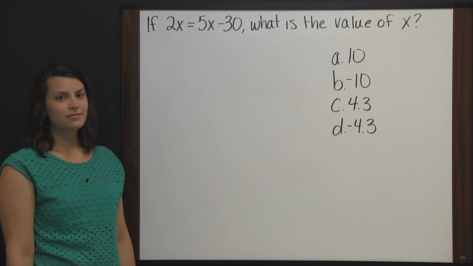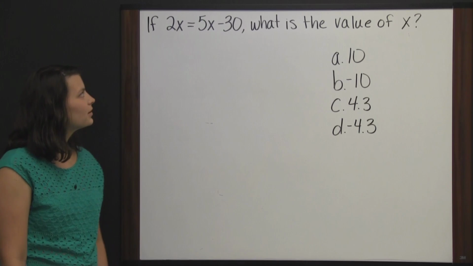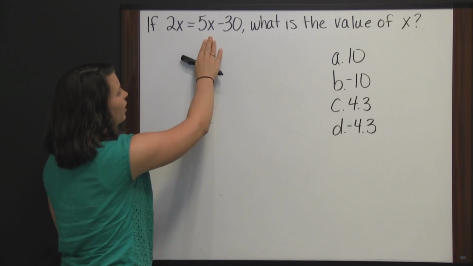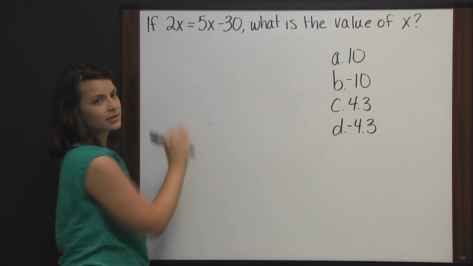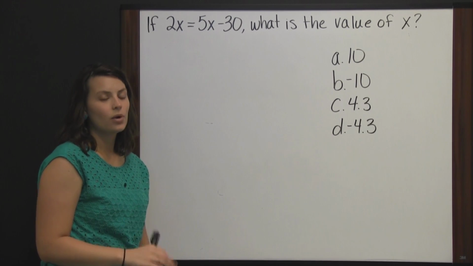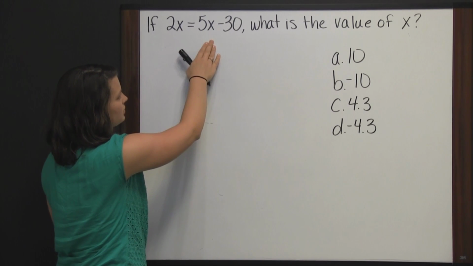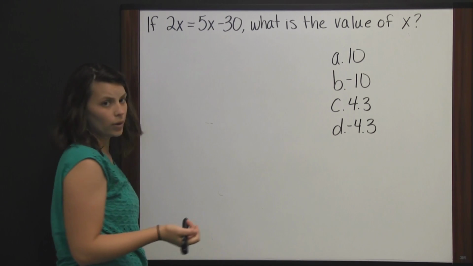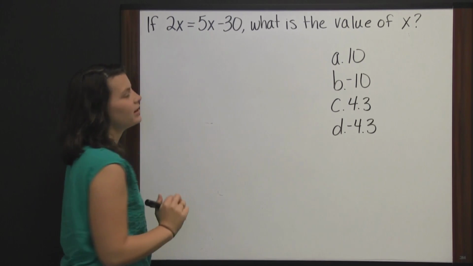If 2x equals 5x minus 30, what is the value of x? The first thing we want to do to solve for x is to get all of our x terms on the same side of the equal sign. We have 2x on the left side and 5x on the right side. We have two options here. We can either subtract 2x from both sides, and that way we would get rid of 2x on the left side, or we can subtract 5x from both sides and get rid of 5x on the right side.